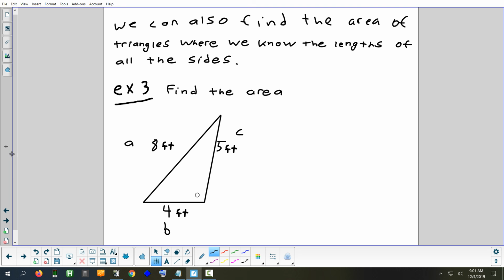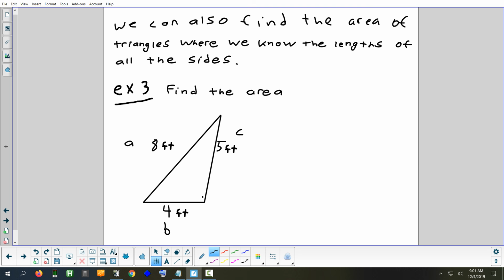Does anyone remember the name of the formula that we did maybe a couple weeks ago? That if you know all the sides in a triangle, you can find the angle. Law of cosines. Yep. So we've got to do the law of cosines one time just to find one angle. Not all of them, it's just one. And then we can use the formula.